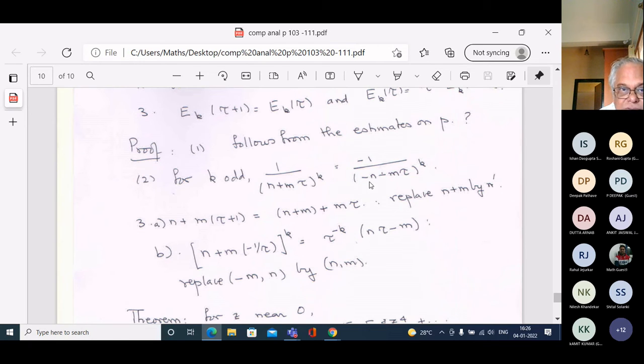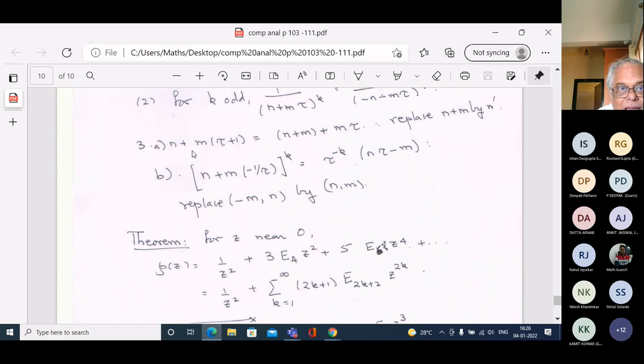So this is immediate. If k is odd, then look at the term which says minus n minus m, so minus m to the k. And you can pull that minus 1 out, and k is odd, so there's a minus sign. So when you sum up over everything, you get 0. So for k odd, E_k of tau is 0. And this is what happens when you replace n by n plus m. Okay, so these things are very easy.